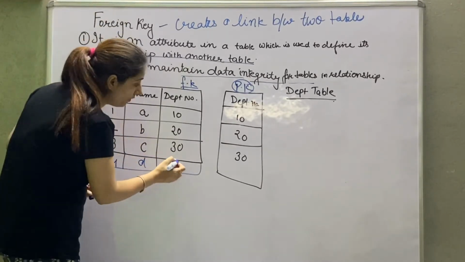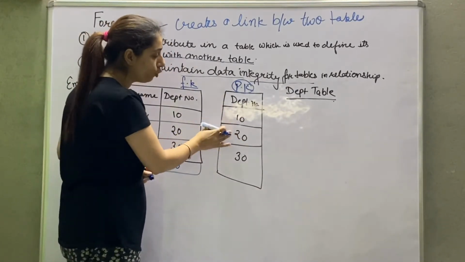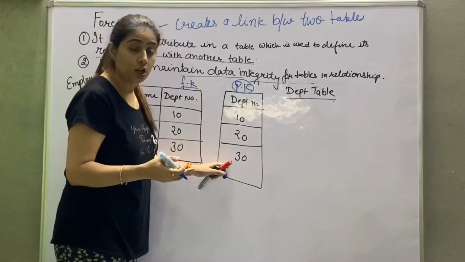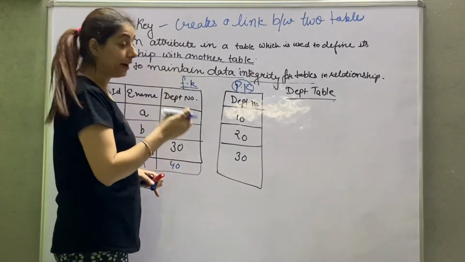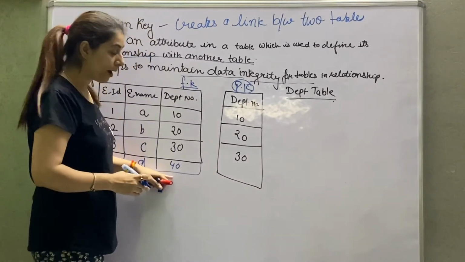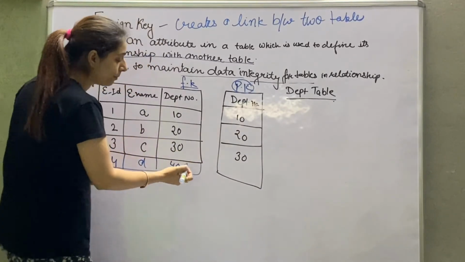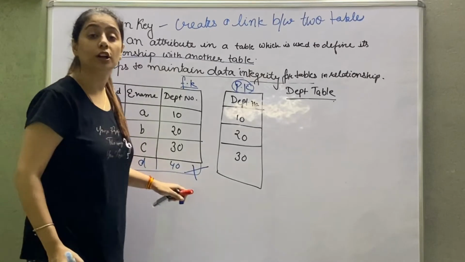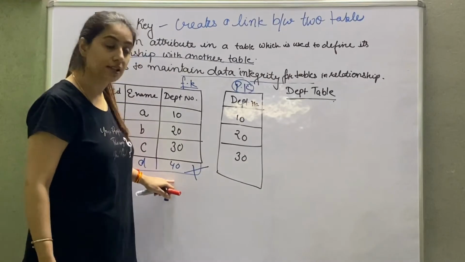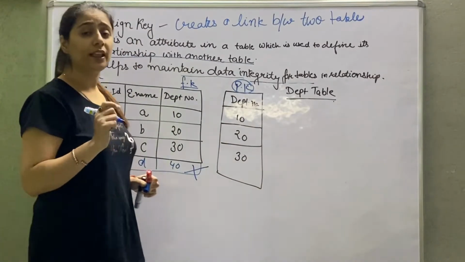Let's see here. In the primary key of our parent table, we have only three entries: 10, 20, 30. 40 is not existing here. So department number 40 is not here, and the database will not allow you to add that entry, because that department number does not exist in the parent table. It will discard this entry. It will not allow you to create one more record here because this value is not existing in this column. Clear?